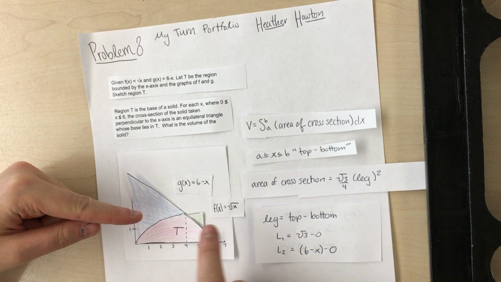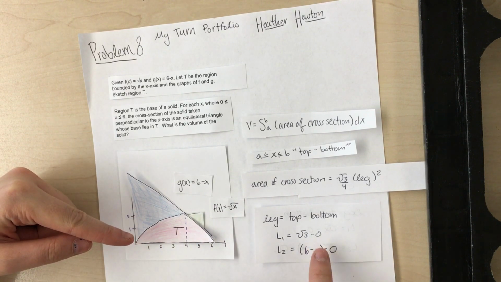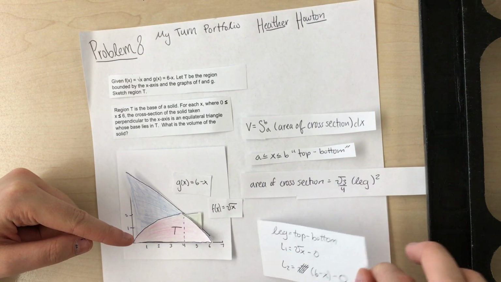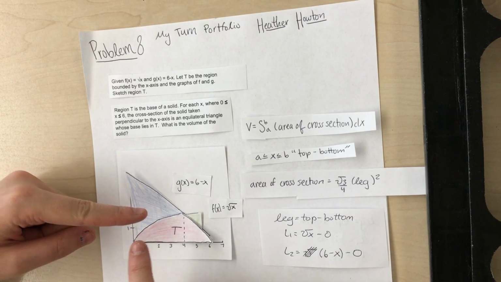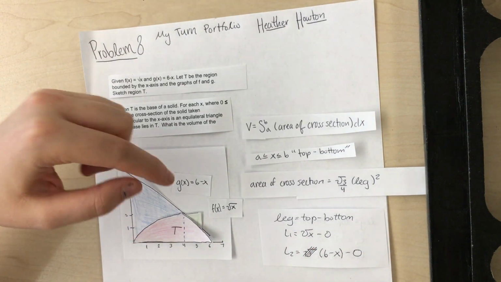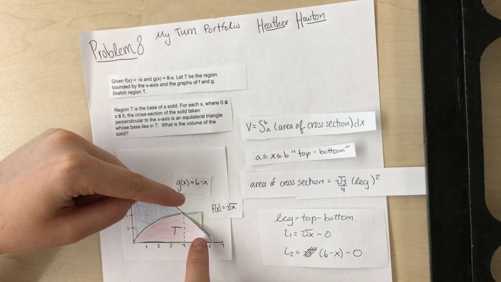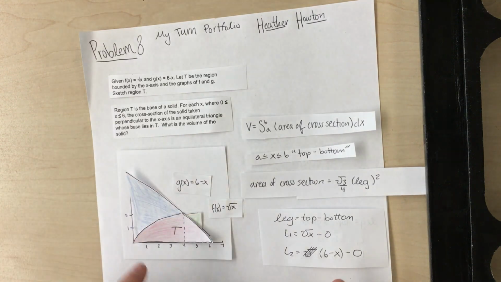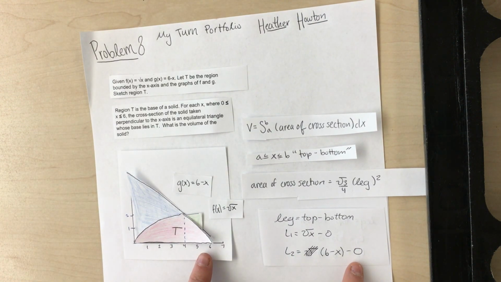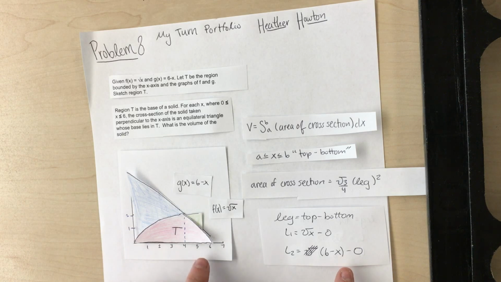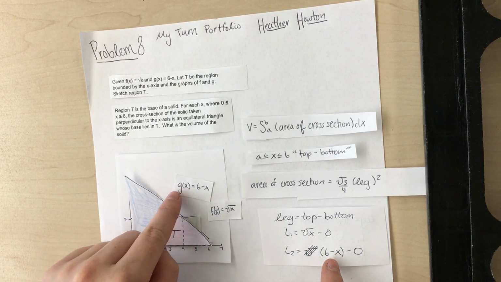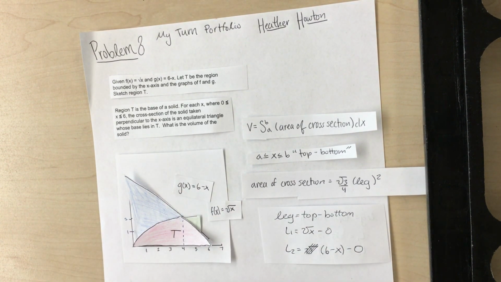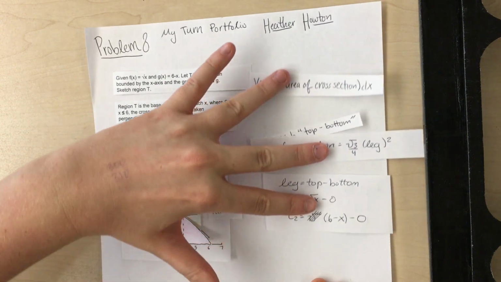So top is going to be square root x minus 0. Let's fix that. It's going to be square root x minus 0, and then 6 minus x over 0, minus 0. 0 is going to be y equals 0 from the x-axis, and square root x is going to be the function, as well as g of x. Alright, so now that we have those, I'm going to push that up.